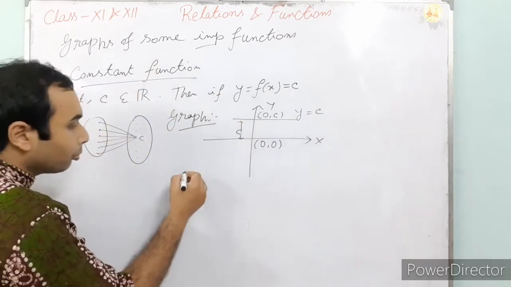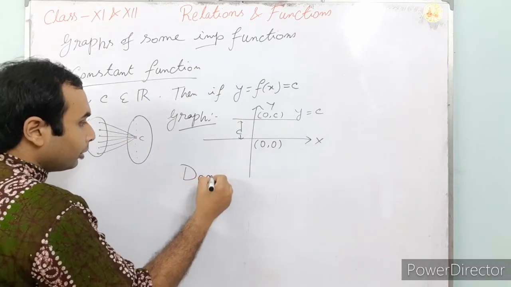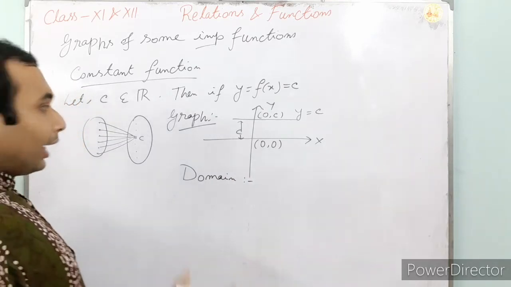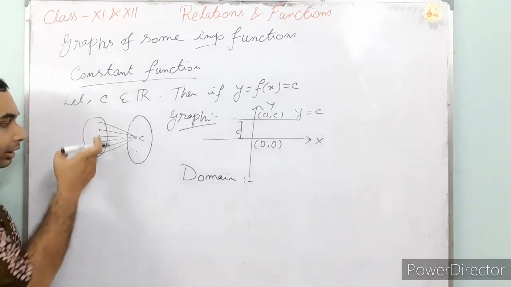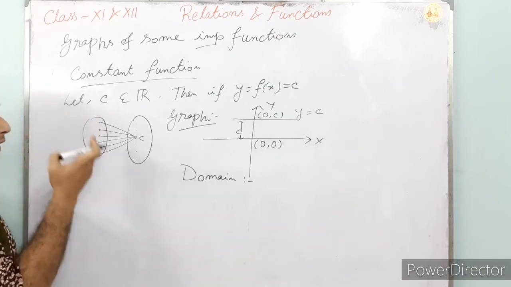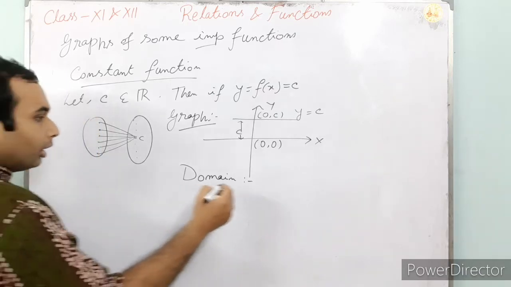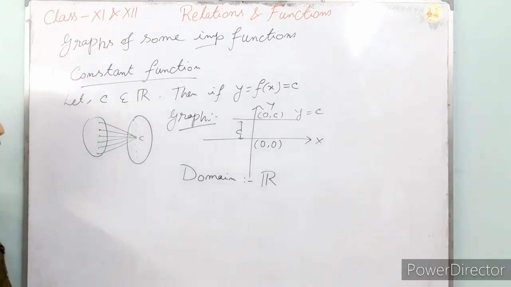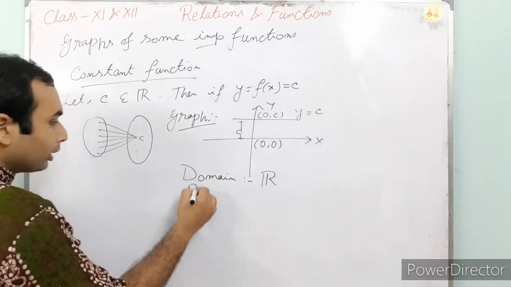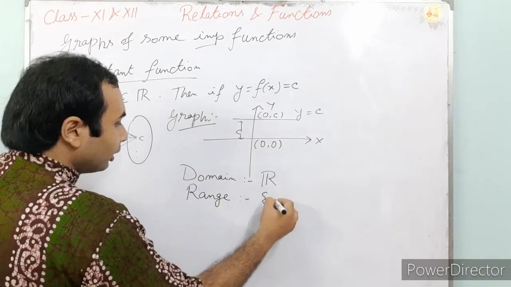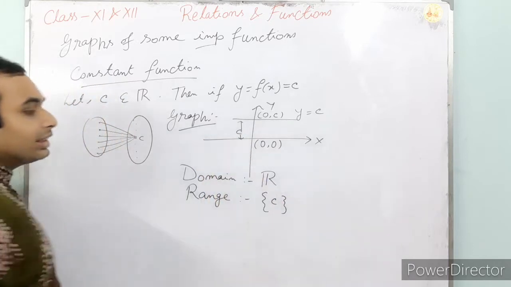So what will be the domain? We can take the domain from the real number set. So the total real number set is the domain of this function. And for the range, only the singleton set {c} will be there.